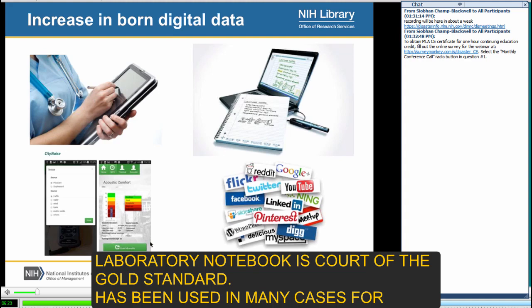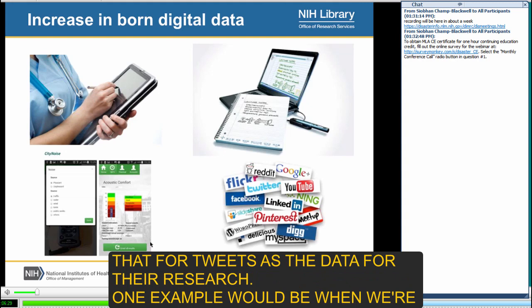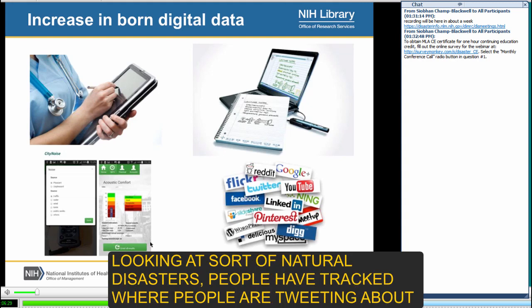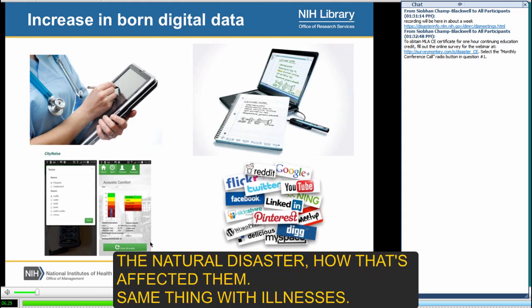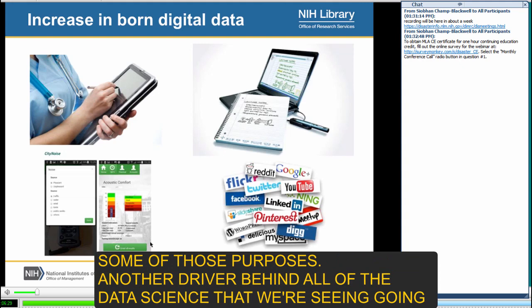And then even things that we might not necessarily think of as being scientific data sources, things like social media and other data that exists on the web, have been used in many cases for scientific research. So Twitter especially, there are a lot of researchers who have used tweets as the data for their research. One example would be when we're looking at natural disasters. People have tracked where people are tweeting about the natural disaster, how that's affected them. Same thing with illnesses. So there's a lot of data that you might not necessarily think of as being research data that can be used for some of those purposes.